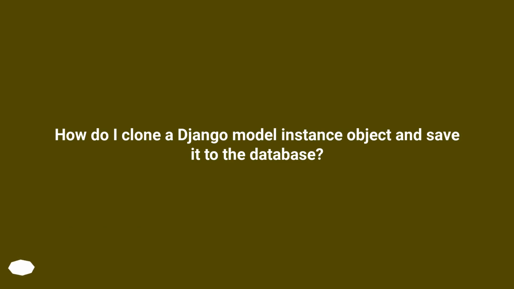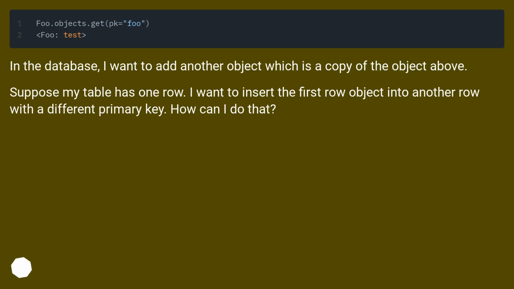How do I clone a Django model instance object and save it to the database? In the database, I want to add another object which is a copy of the object above. Suppose my table has one row. I want to insert the first row object into another row with a different primary key. How can I do that?